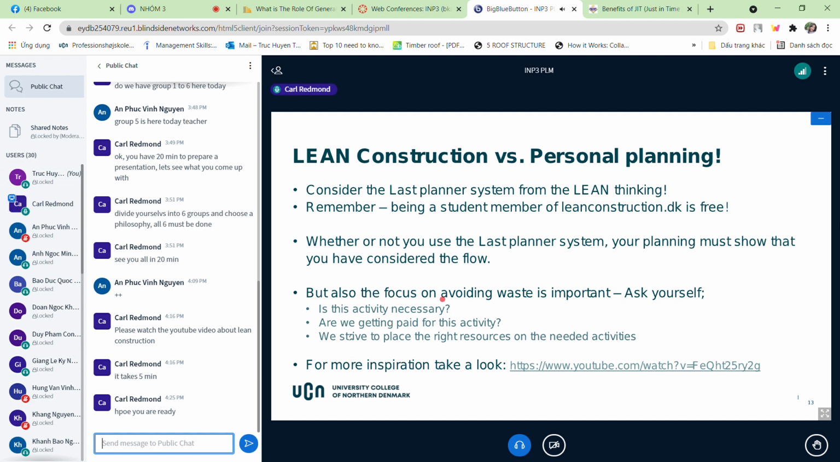But also the focus on avoiding waste is important, and ask yourself, is this activity necessary? Are we getting paid for this activity? We strive to place the right resources on the needed activities, and this is really important. We're also thinking about ourselves as a company and making money. So do we need to do it? Are we getting paid for it? Have we allocated the right amount of resources for this activity?